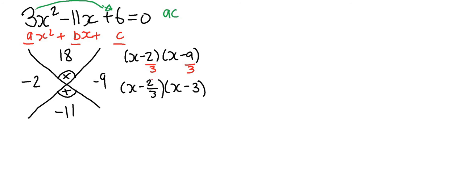Now I've got a fraction. No one likes fractions. So what we'll do is we'll multiply this bracket by 3 because that's the denominator of the fraction. So I get 3x minus 2. Remember, 3 times x and 3 times 2/3. And the other one is just x minus 3. Okay, and this makes 3x squared minus 11x plus 6.